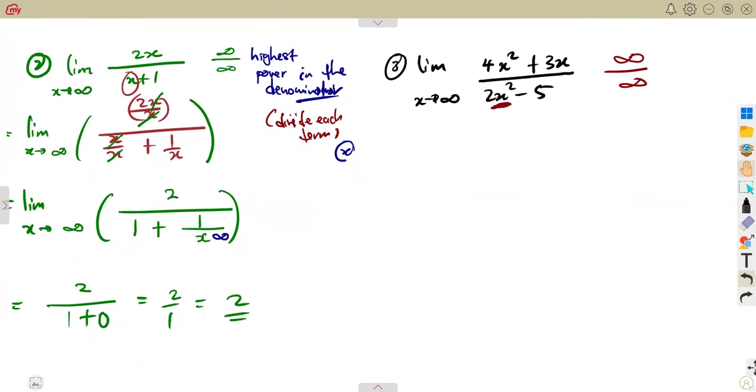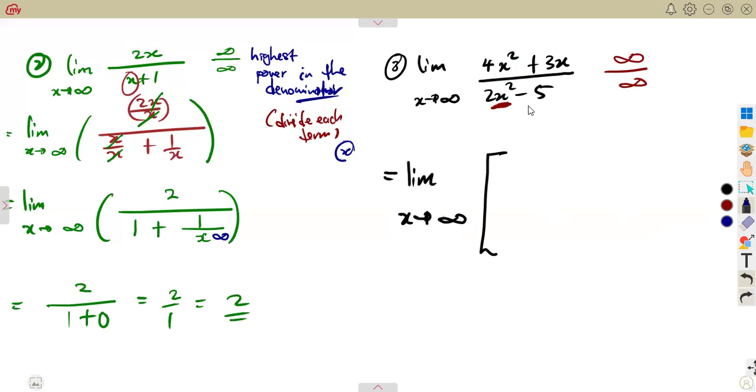And what is it? The denominator cannot be factorized, so the only option is to look for the highest power in the denominator, the term that has the highest power. Which term? 2x squared. You divide each and every term by that term. So this will be equal to the limit as x approaches infinity of what? We're going to divide each and every term.